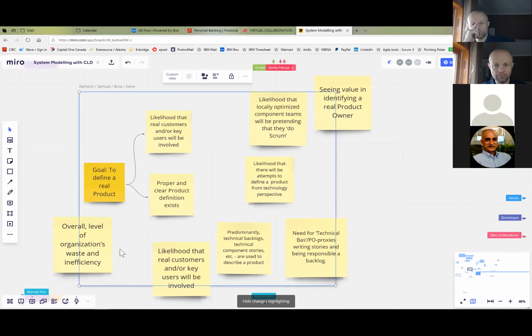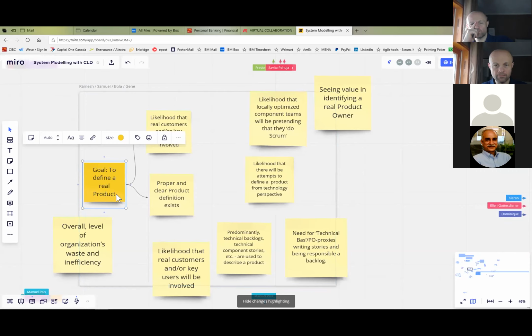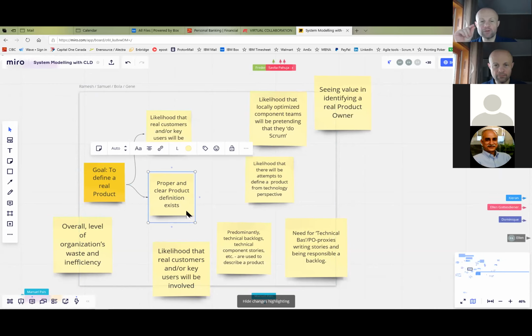Now the question, okay, so this is our goal. So what will be the next step we need to do is, of course, we need to have proper and clear product definition, right? We need to say that, does it exist? Let me give you one small tip. It's not a correction, it's just a tip. Don't think of this in terms of steps. It's not a workflow. It's a cause and effect relationship. So for instance, goal is such and such. There is a likelihood that real customers and or blah, blah, blah. So that's your way of looking at things.